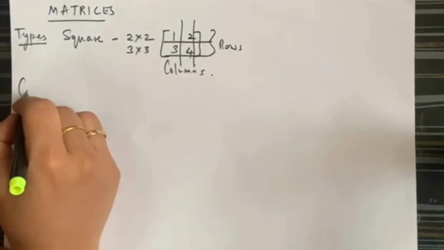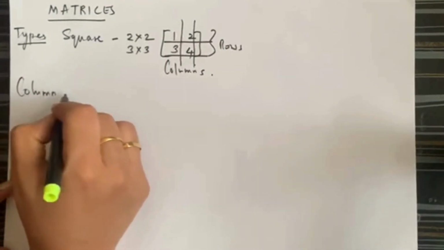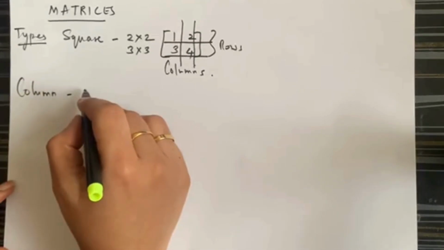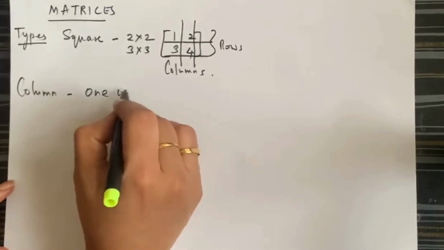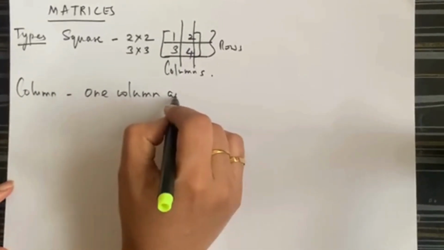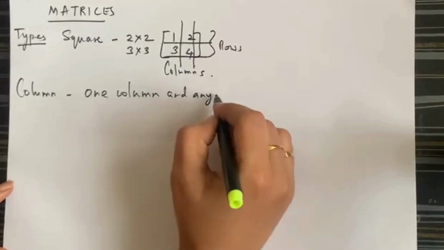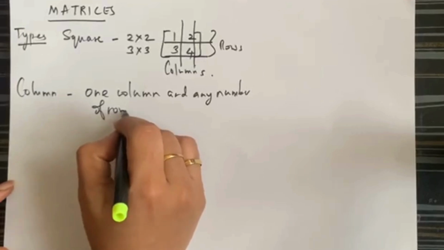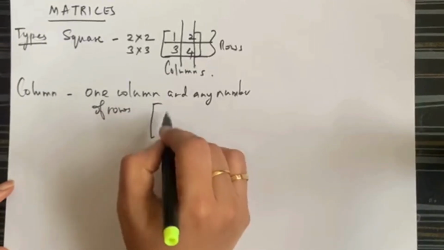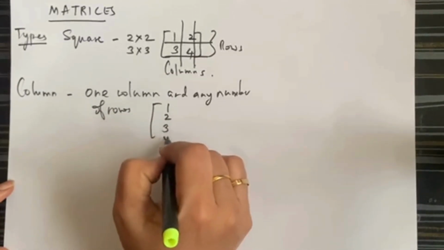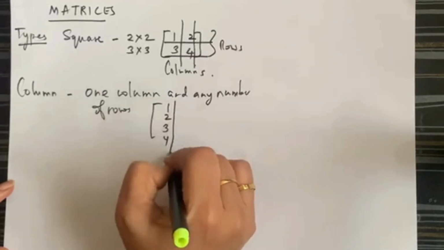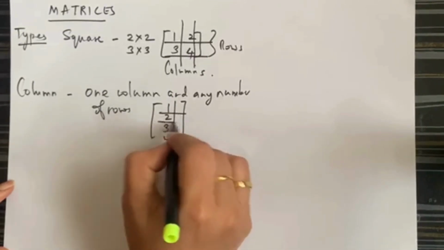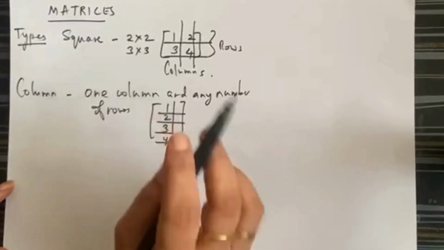Now, the next is column matrix. Column matrix is matrix which has one column and any number of rows. Any number of rows. So example can be 1, 2, 3, 4. So if you see here, it has only one column and it has 4 rows. So this is an example for column.